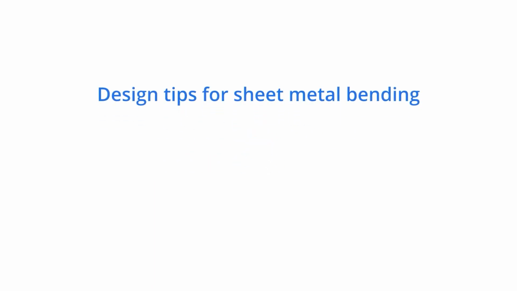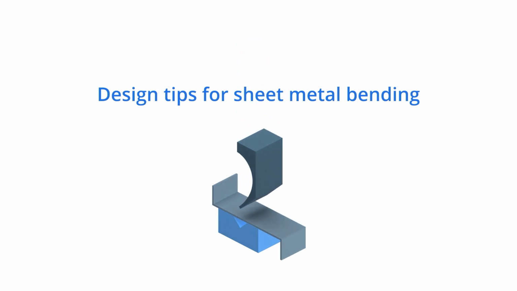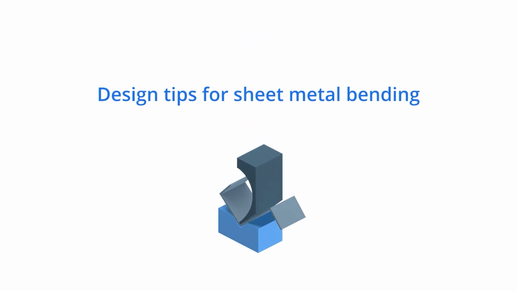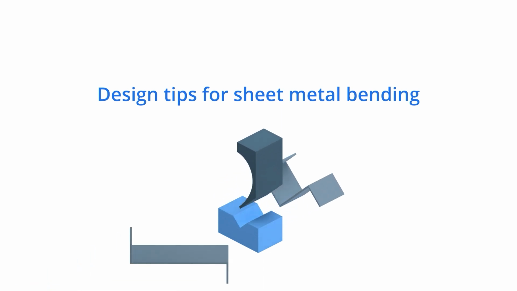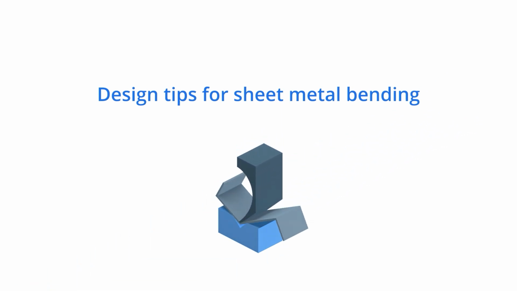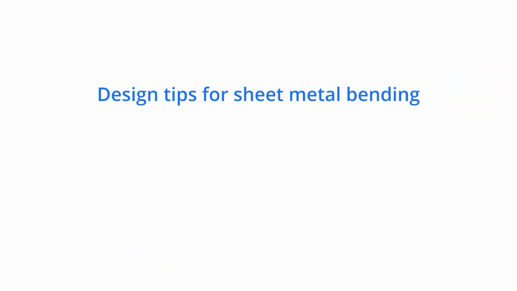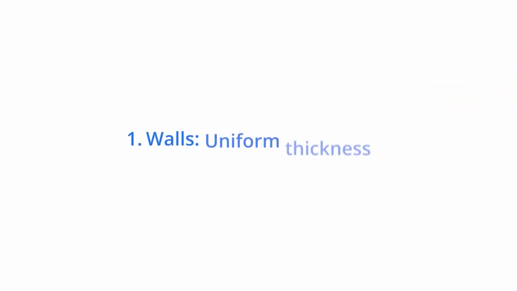Design tips for sheet metal bending. Bending is one of the most commonly used processes when forming sheet metal parts. The costs and quality depend on various factors, including setup costs, material costs, and design complexity. To ensure a trouble-free bend and to avoid deformation, we recommend following certain design tips for every type of sheet metal part feature. Walls. Uniform thickness.